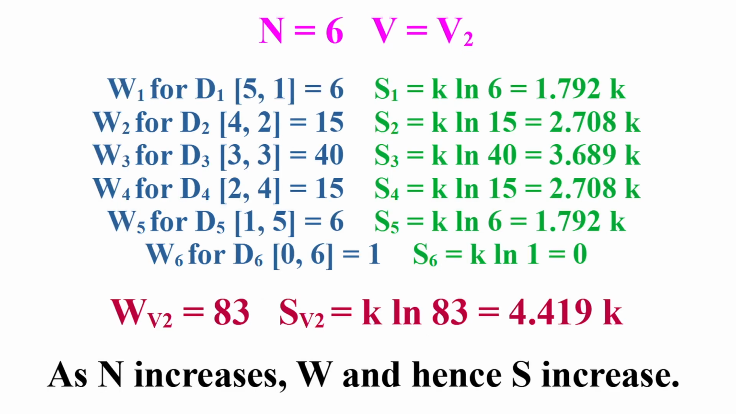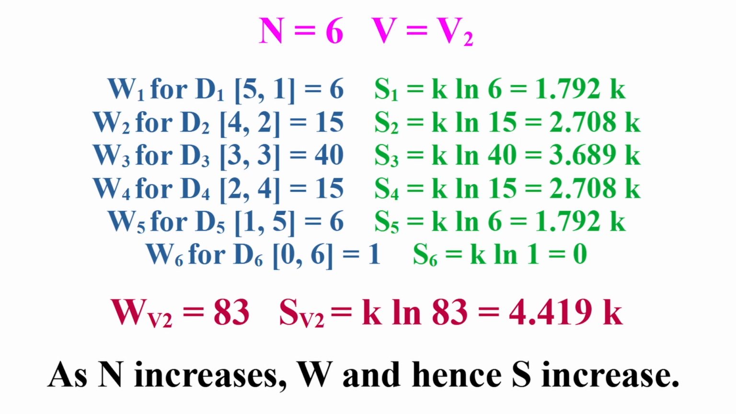As the number of particles increases, the number of possible microstates also increases. For example, when n equals 6, the number of possible distributions in V2 equals 7, corresponding to 6, 0, with 6 particles in the left compartment and none in the right, then 5, 1; 4, 2; 3, 3; 2, 4; 1, 5; and finally 0, 6.